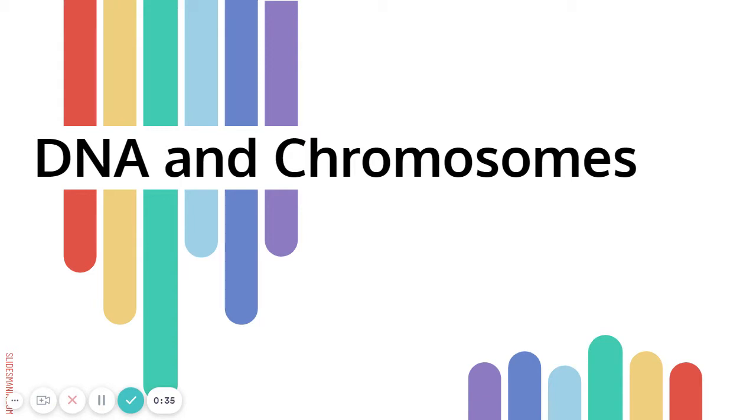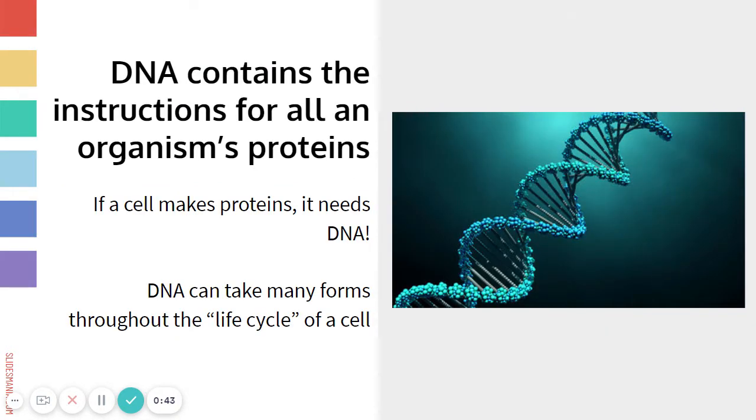So in this video, we're going to be talking about DNA and chromosomes. The reason is that DNA is a super important molecule, and it is the only family of macromolecules that we haven't covered yet. We've talked about lipids, carbohydrates, and proteins. The last major family of macromolecules is nucleic acid, which includes the molecule DNA. So DNA is a molecule that contains all of the instructions for how to build proteins for an organism.